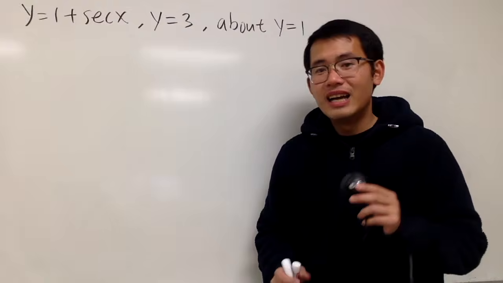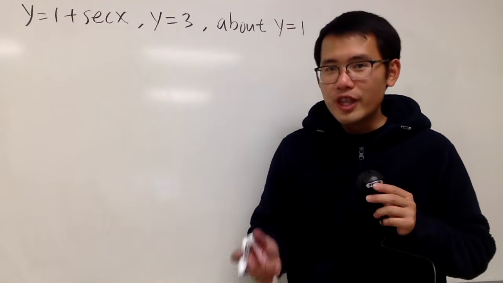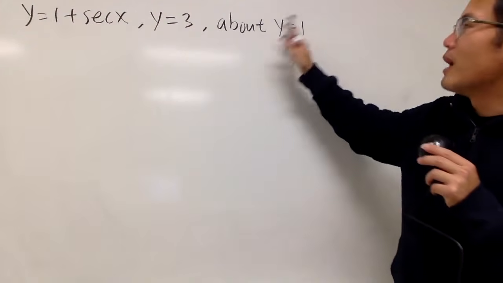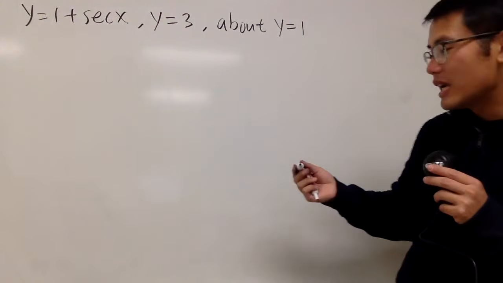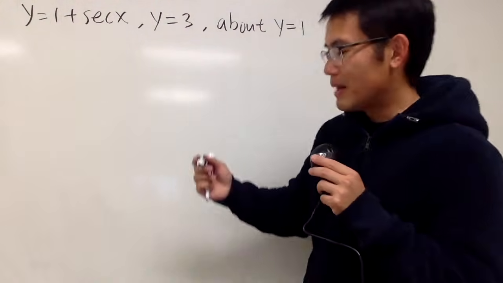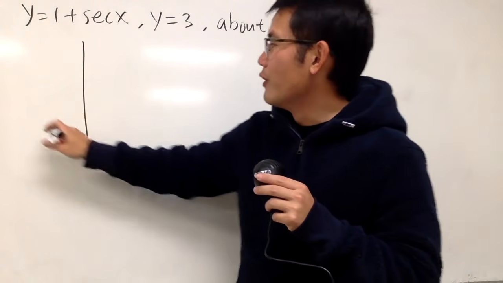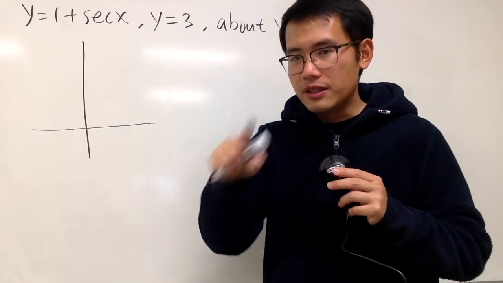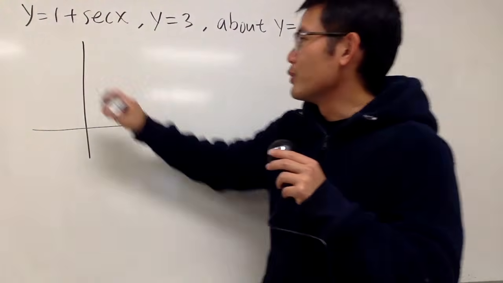Alright, we're going to find the volume generated by rotating the region bounded by this and that, and we'll do it about y is equal to 1. Be really careful with this question, it's rather tricky, but we'll still do the fundamental. First, we draw a picture. 1 plus secant x. Secant x looks like this. We just have to shift up by 1 unit, right?